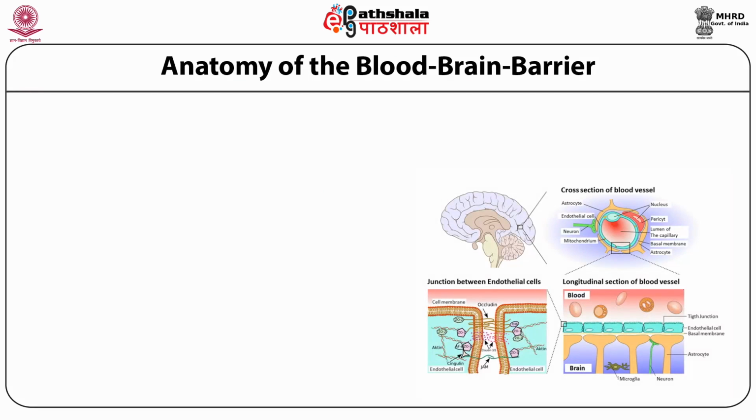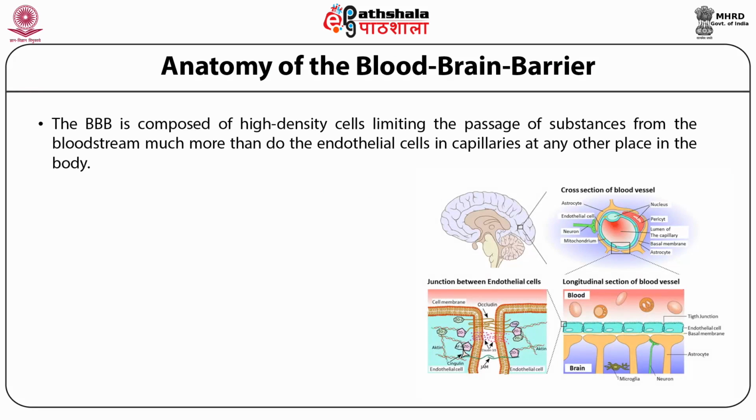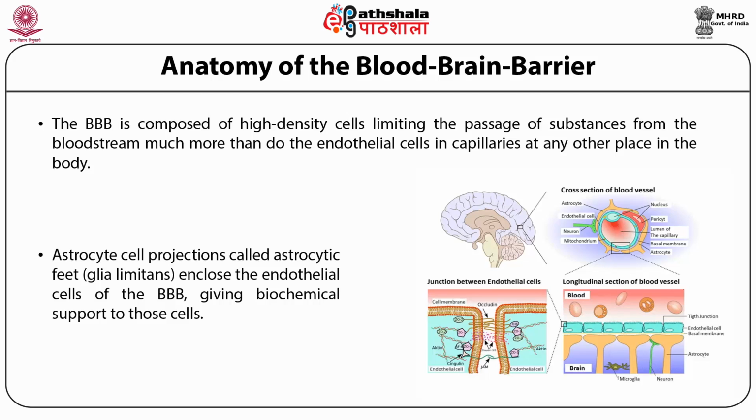Anatomy of the blood-brain barrier. The blood-brain barrier is a high-density lining of cells limiting the passage of substances from the bloodstream much more than do the endothelial cells in the capillaries at any other place in the body. Astrocyte cell projections called astrocytic endfeet enclose the endothelial cells of the blood-brain barrier, giving biochemical support to these cells.